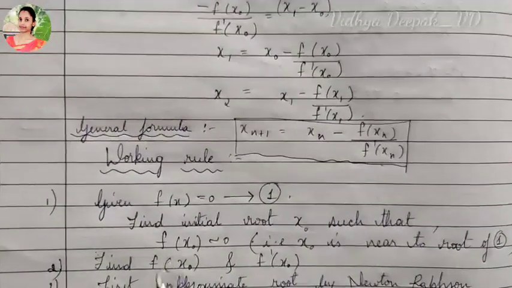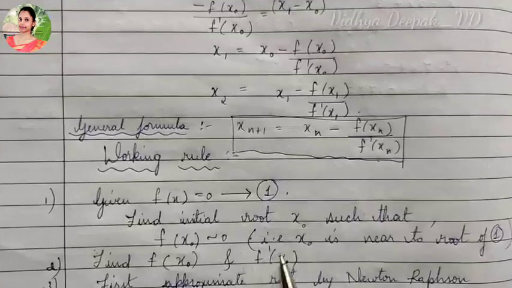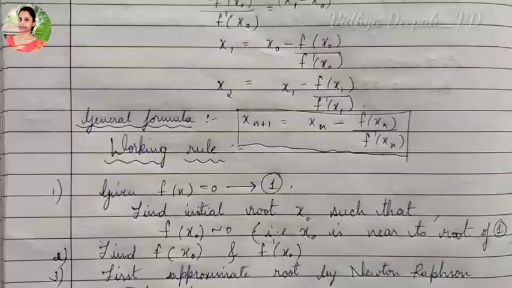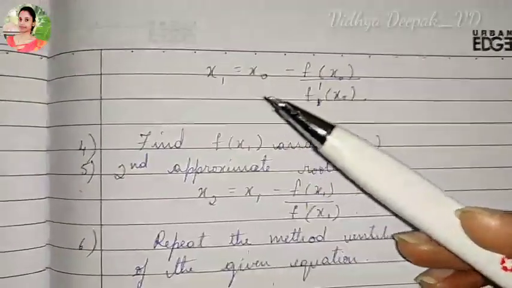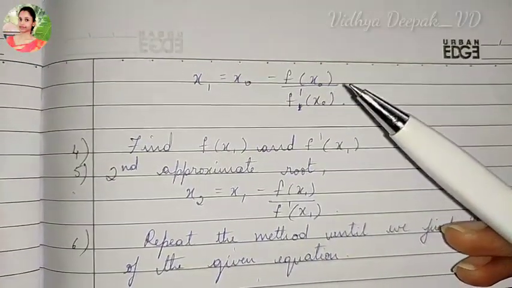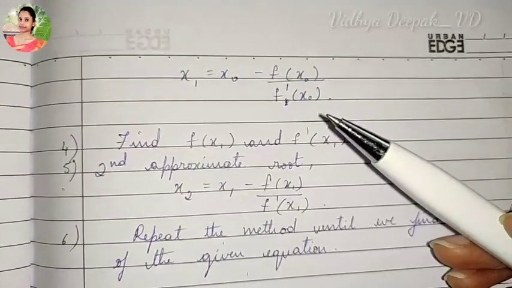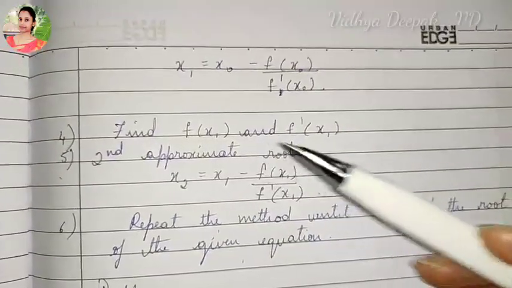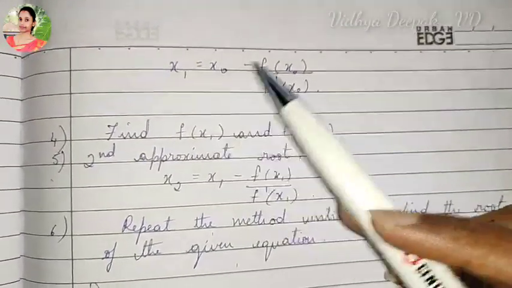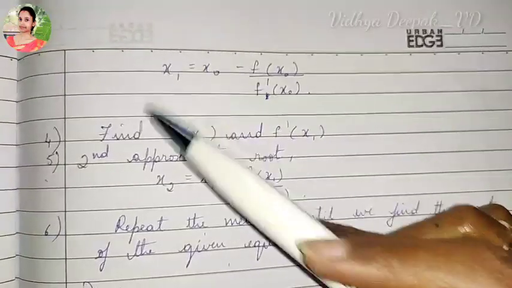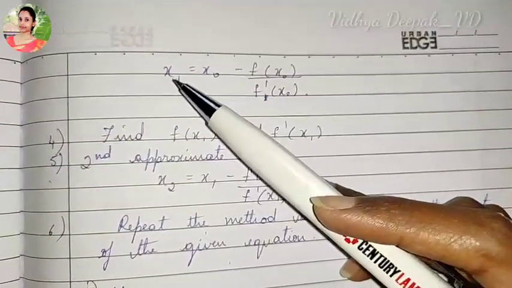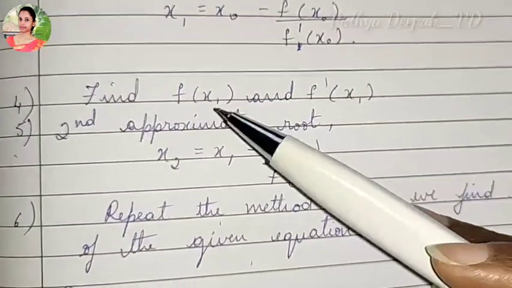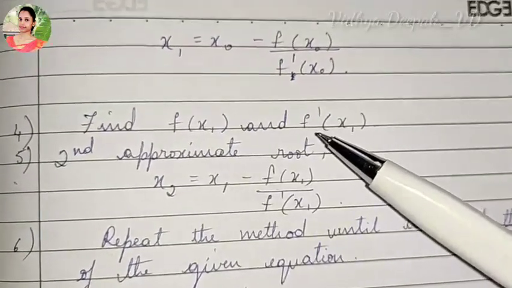The next step is to find f of x0 and f dash of x0. Then we have the first approximation for the Newton-Raphson method: x1 is equal to x0 minus f of x0 divided by f dash of x0. Then find f of x1 and f dash of x1. We find x1 using this formula, then substitute this x1 value in the given equation to find f of x1, and differentiate once to get f dash of x1.